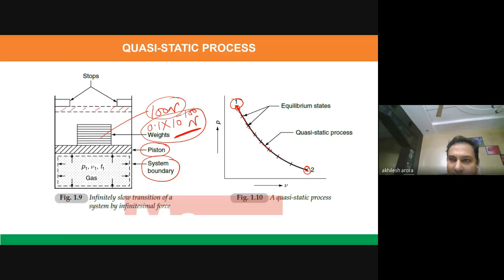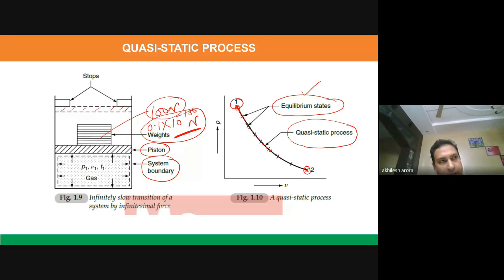All these states are nearly equilibrium states because I have removed the weights very slowly. Such a process, in which the departure from the initial state is very small, is known as the quasi-static process, because each state is in equilibrium. Actually it is almost equilibrium. It is not totally equilibrium, but quasi-equilibrium means an almost equilibrium state.